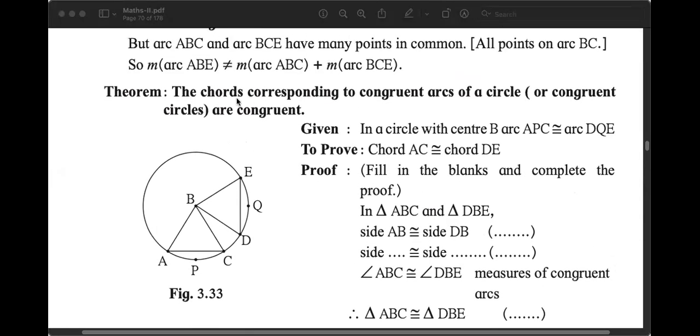The theorem says the chords corresponding to congruent arcs of a circle or congruent circles. This is important. कि जरूरी नहीं है that these two arcs APC and DQE are of the same circle. They can be part of two different circles also. But as long as the two circles are congruent, circles will be congruent when their radii are congruent. तो एक ही सर्कल के दो आर्क हो या फिर दो अलग अलग congruent सर्कल के दो आर्क हो, this will be applicable.